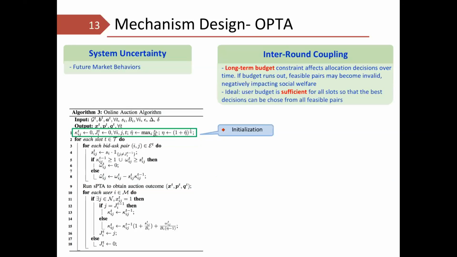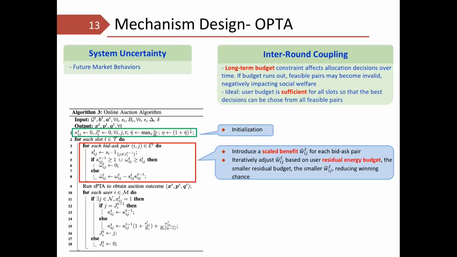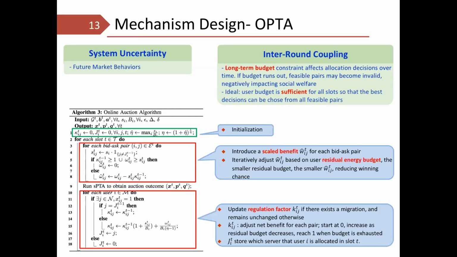An ideal situation is that the user budget is sufficient for all slots, so that the best decisions can be chosen from all feasible pairs. To this end, we introduce a scaled benefit for each pair, and iteratively adjust them based on user residual energy budget. Here, a regulation factor, k_ij^t, is updated if there exists migration, and remains unchanged otherwise. In this way, the bid from a user with a smaller residual budget will be assigned a smaller scaled benefit, thus reducing its chance to win.